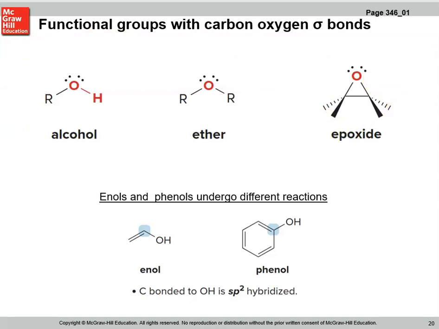Now, we're not going to be talking about enols or phenols. These sets of elements undergo different chemical reactions, mostly because of the double bonds nearby the lone pairs in the oxygen. So these will have special different chemistries associated with them because of that sp2 hybridized carbon and the closeness of these lone pairs to these pi orbitals.